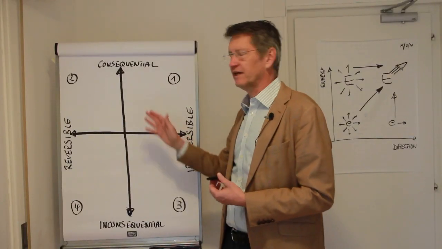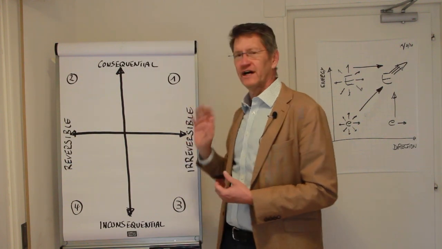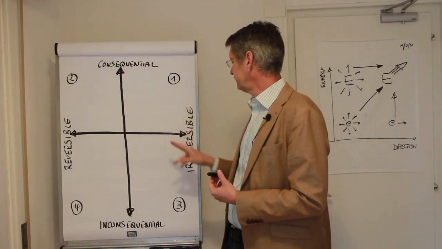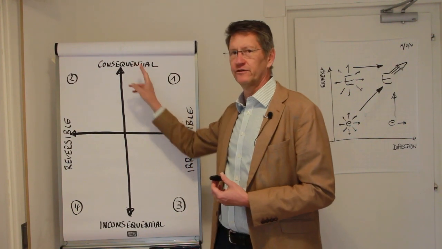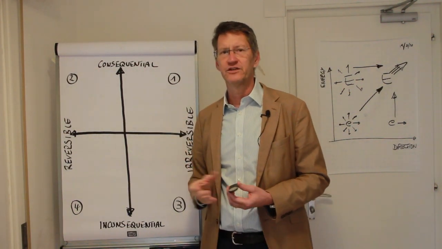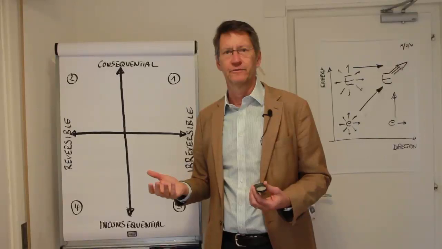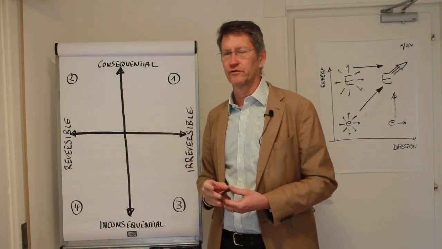This little matrix will help you. There are 4 types of decision. Type 1 decisions are irreversible and consequential. For example, the decision to fire a person. That is consequential and irreversible.